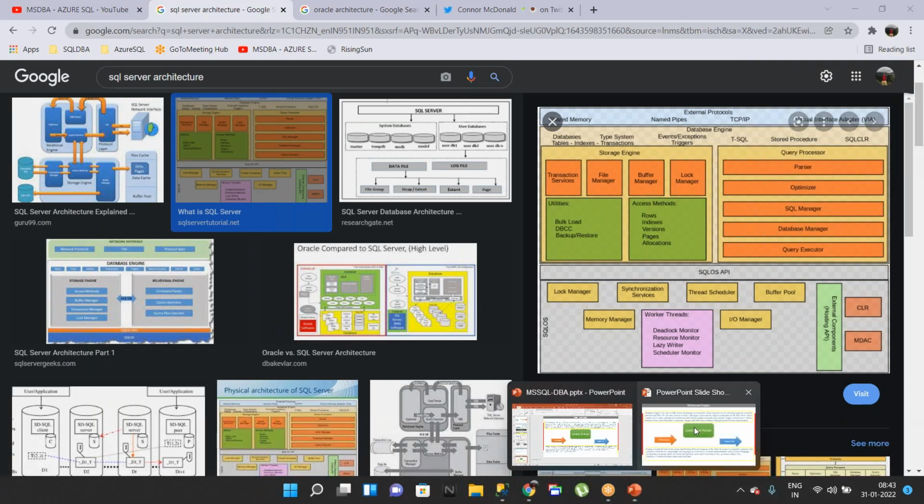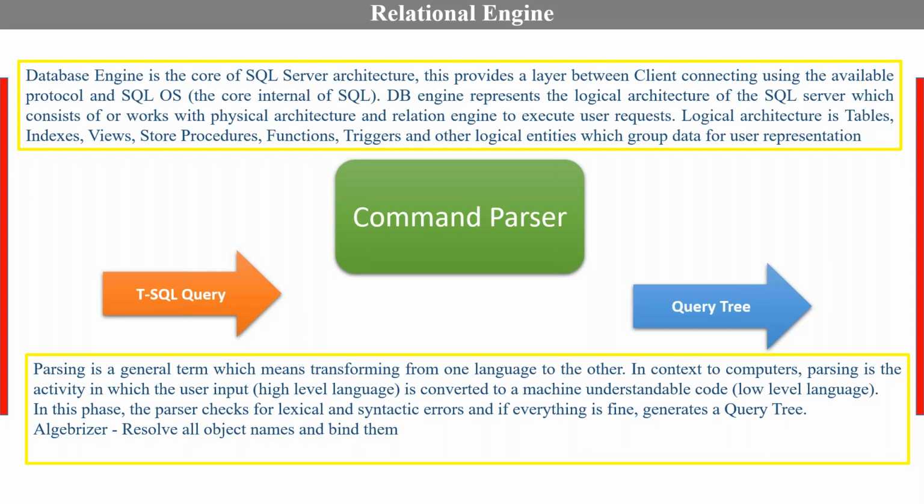Now we are going to focus on the database engine. Again, it is a basic level; I already told you we are starting with L1. The database engine is the core of the entire SQL Server architecture. It provides a layer between your client connectivity, using the available protocols, and the SQL OS. Protocol is the topmost layer, and the SQL engine and SQL OS are also core layers. Only SQL OS talks to the operating system, because the database engine is not authorized to interact with the operating system directly.